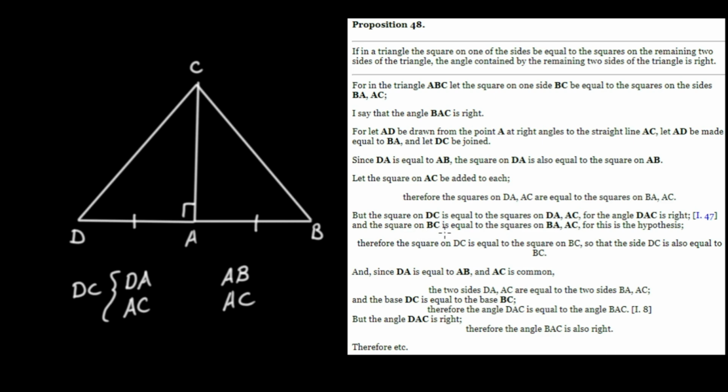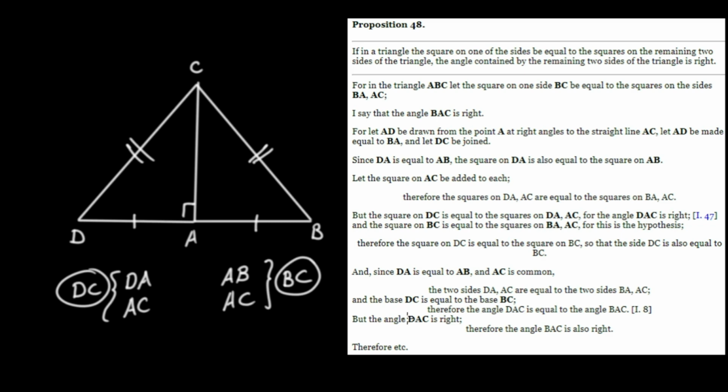And the square on BC is equal to the squares on BA and AC. For this is the hypothesis. That's what's given to us. That the squares on AB and AC, the two legs over here, are going to be equal to the square built on BC. From this it follows that therefore the square on DC is equal to the square on BC. And from that it follows that the side DC is equal to BC. Those two sides must be equal.